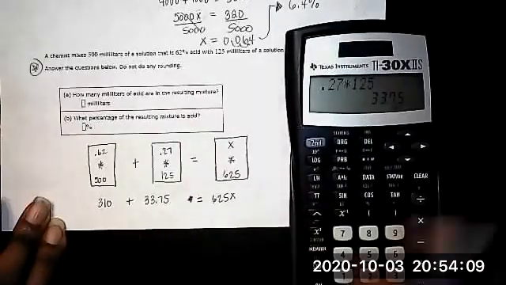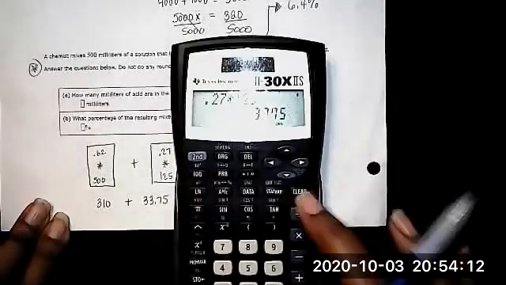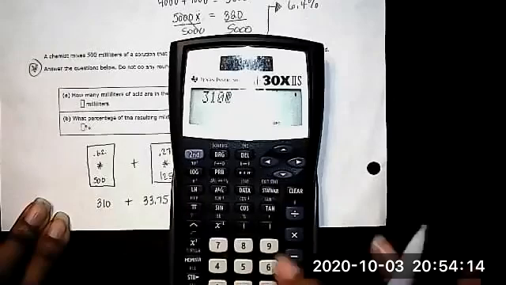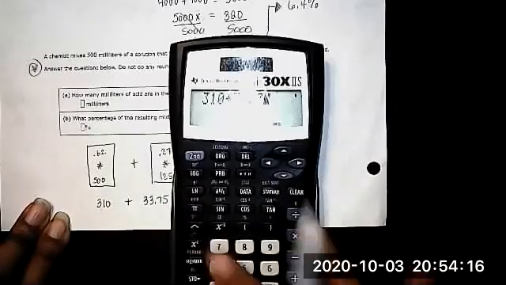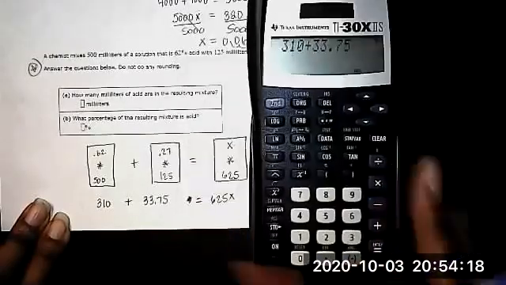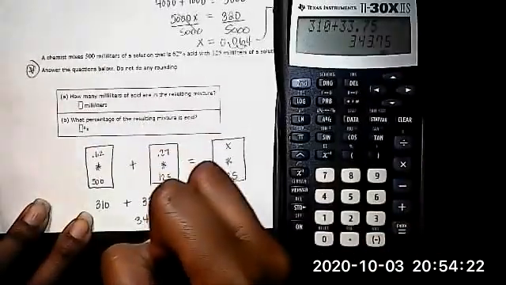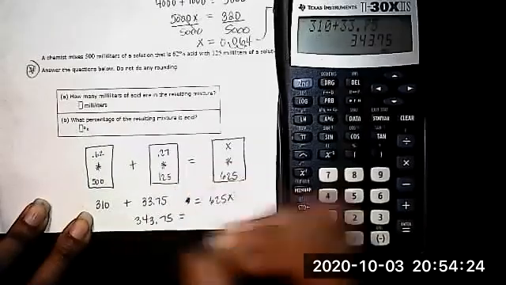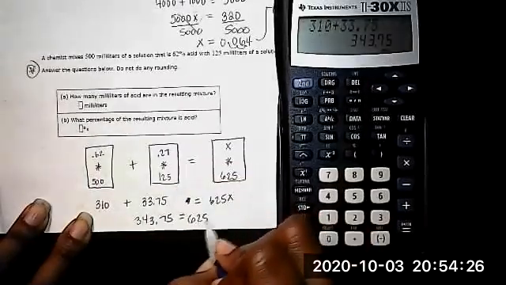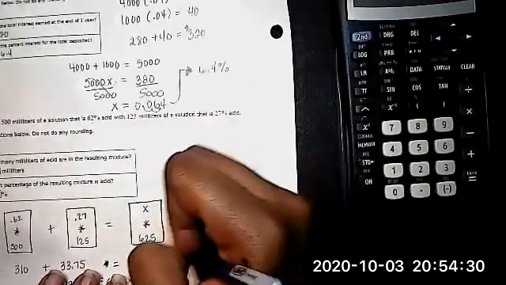Let's add those two together. 310 plus 33.75, and I get 343.75 equals 625x. And of course, I'm bringing this up here.